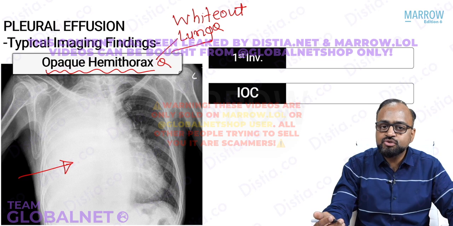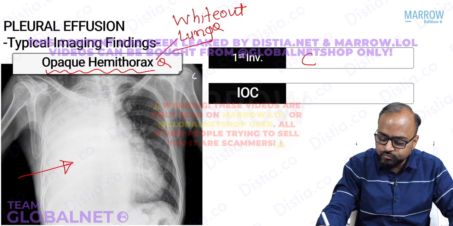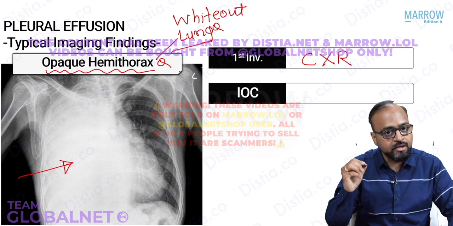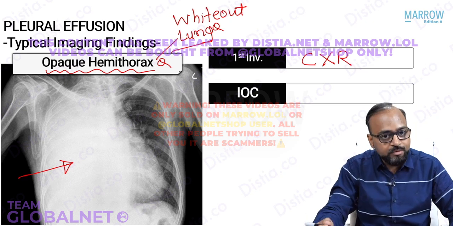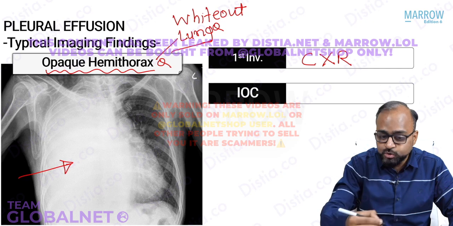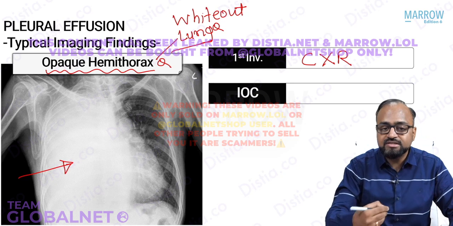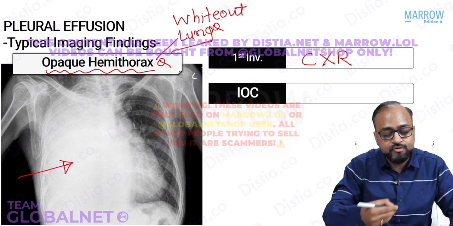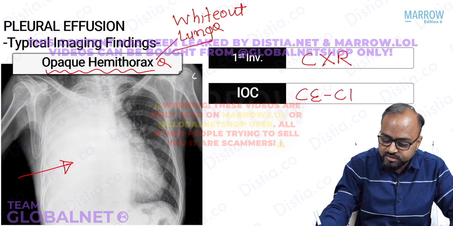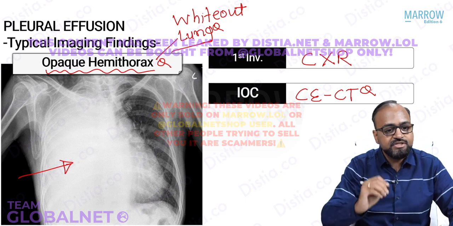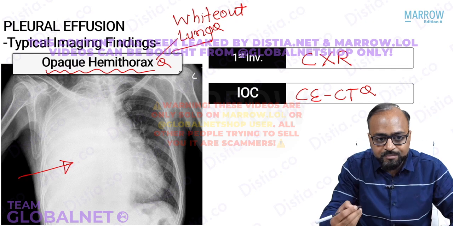Now if your examiner asks you what is the first investigation for evaluation of opaque hemithorax, then it would be a chest x-ray. Right? But if your examiner asks you what is the investigation of choice overall, then it would be an investigation which would show you actually what lies inside that thoracic cavity, right? Which will show you whether it is enhancing, whether it is collapsed, whether it is lung or fluid, and therefore it is going to be a contrast enhanced CT, which will be the investigation of choice for detection or for characterization of the cause of opaque hemithorax.